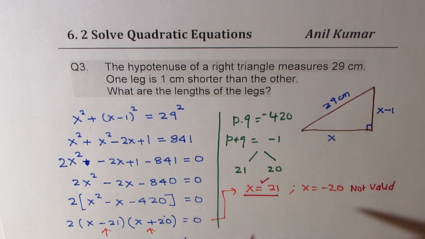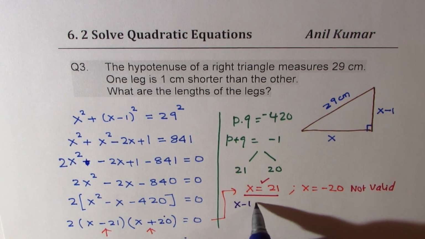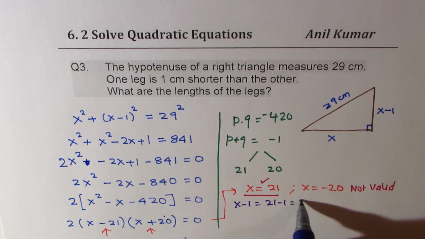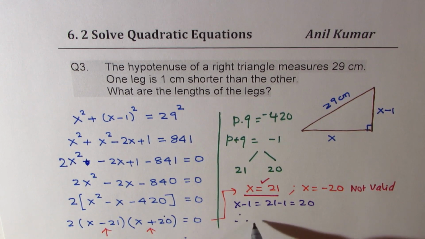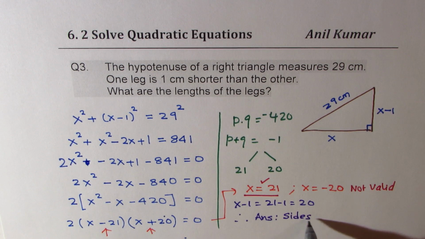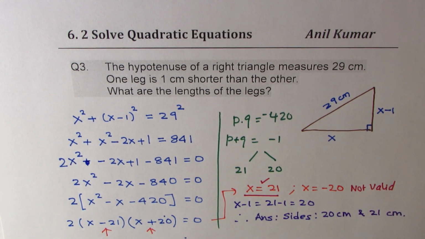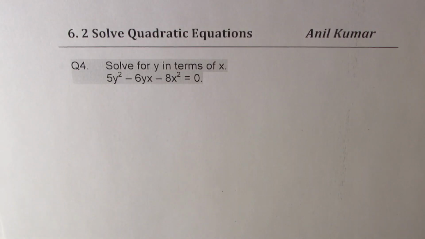This one is correct. So we'll use x as 21. Now, the two sides should be what? x equals 21, so x minus 1 will be 21 minus 1, which is 20, and therefore we have our answer that the legs are 20 centimeter and 21 centimeter, right? So I hope these steps are absolutely clear. Now let's move on and take up the last question of the series.